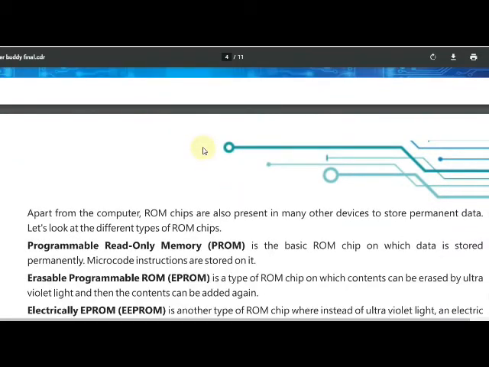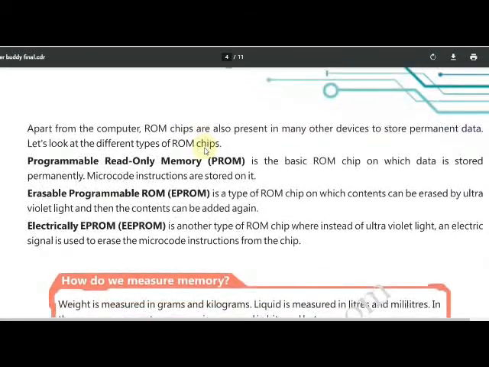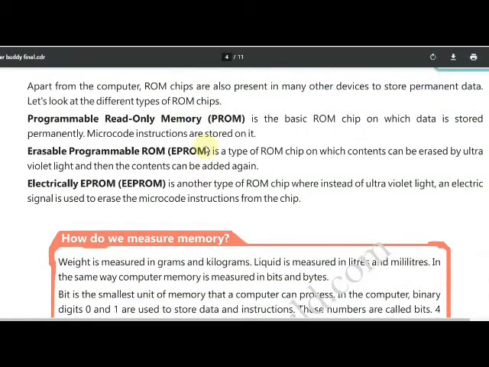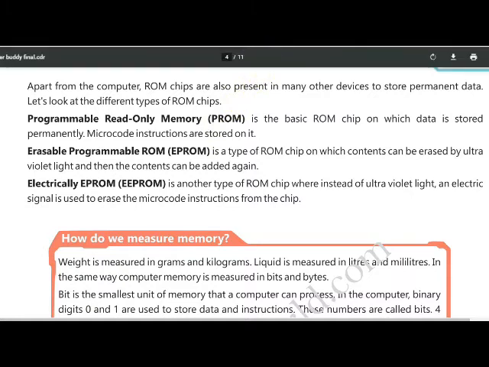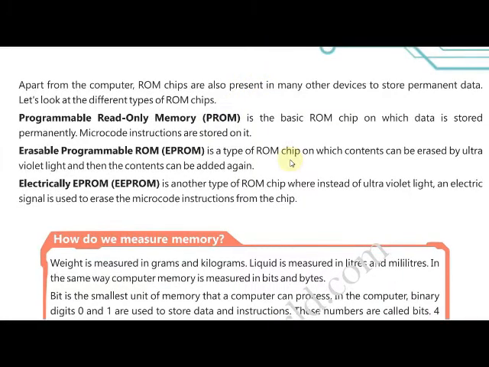The next one is different types of ROM. Here we have different types of ROM. Here PROM, this is the first type of ROM. Next one is EPROM. Okay, and the third one is EEPROM. So these are the different types of ROM. Let's see the first type of ROM. Here we have three types. Okay, and now we have to learn about the first type, that is PROM.